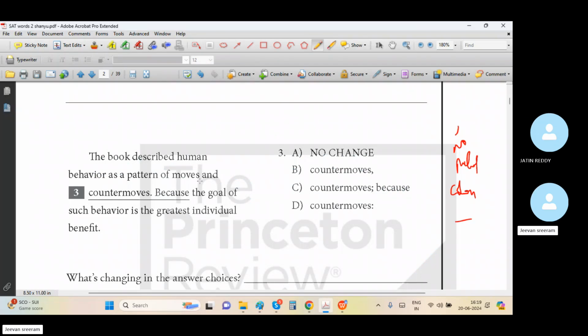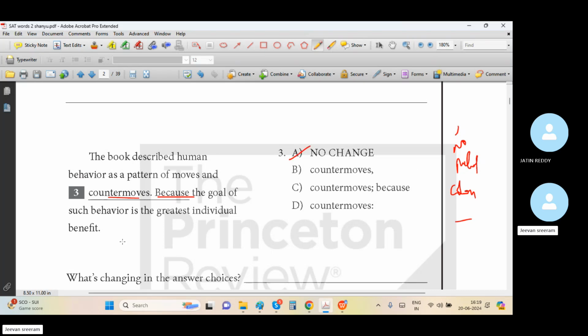The book described human behavior as a pattern of moves and counter moves. So we have a full stop here. Absolutely, that's wrong, right? Because from here onwards, that is incomplete. Just before it is complete. A full stop or period should not be used in between two complete ideas.